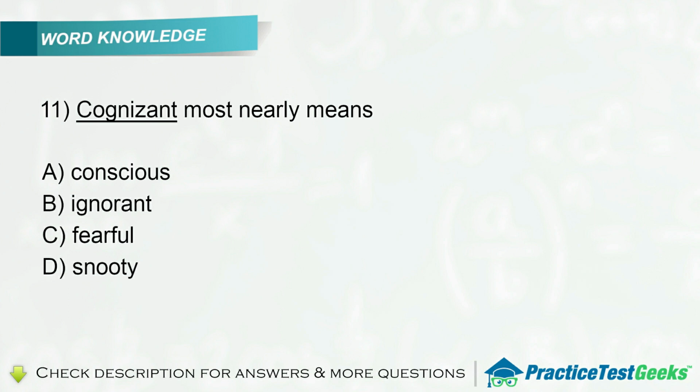Question 11. Cognizant most nearly means A. Conscious. B. Ignorant. C. Fearful. D. Snooty.